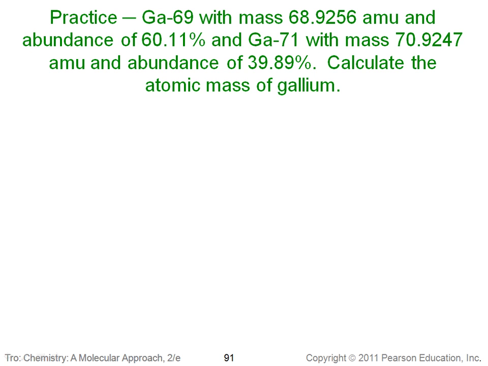All right, so we have another one here. This is gallium-69 with a mass of 68.9256 AMUs and an abundance of 60.11%. And we have gallium-71, which is 70.9247 AMUs, and the abundance is 39.89%. Again, if you add these two percentages together, you will have 100%. It says calculate the atomic mass of gallium.